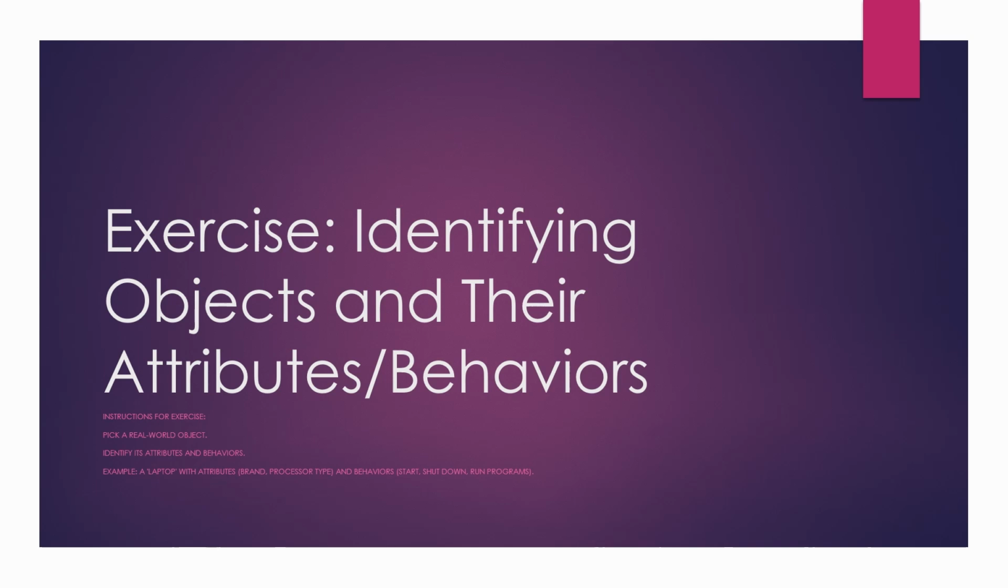Now it's your turn. Pick a real-world object and identify its attributes and behaviors. For example, consider a laptop. It might have attributes like brand and processor type and behaviors like start, shut down, and run programs. This exercise will help you connect real-world entities to object-oriented code.